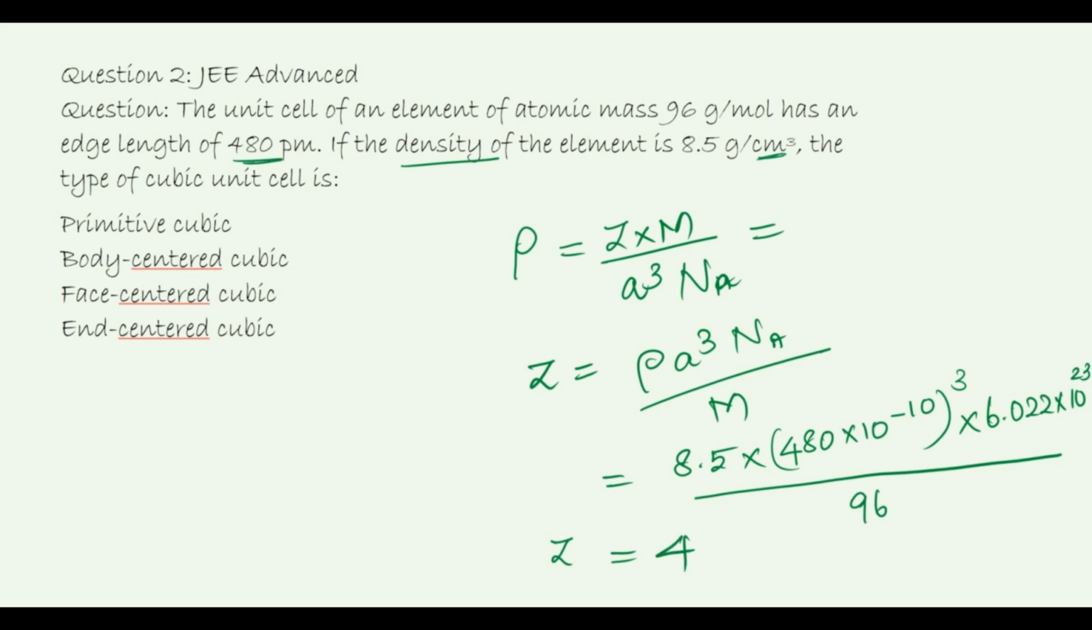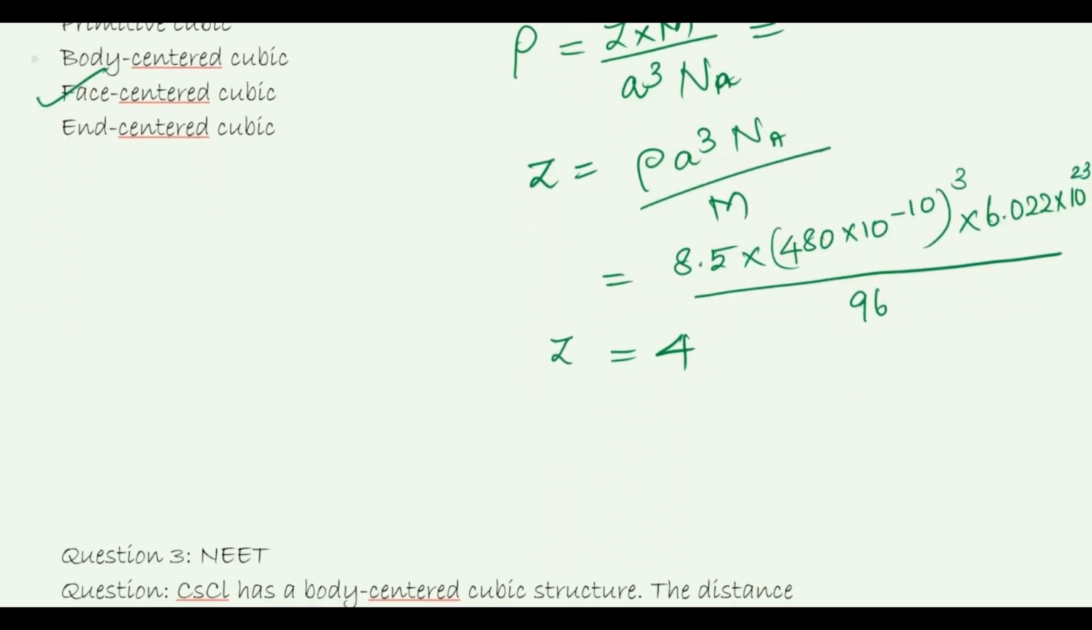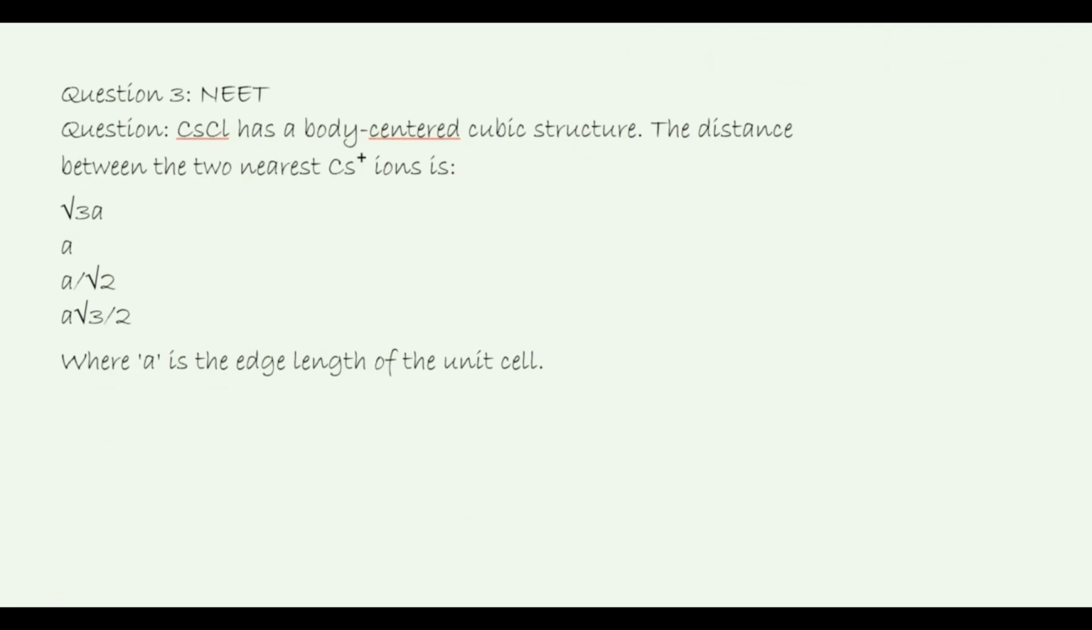So 4 means which unit cell? We know that it is face-centered cubic, because primitive means 1, body-centered is 2, face-centered is 4. Then, this is a simple question asked in the NEET paper.